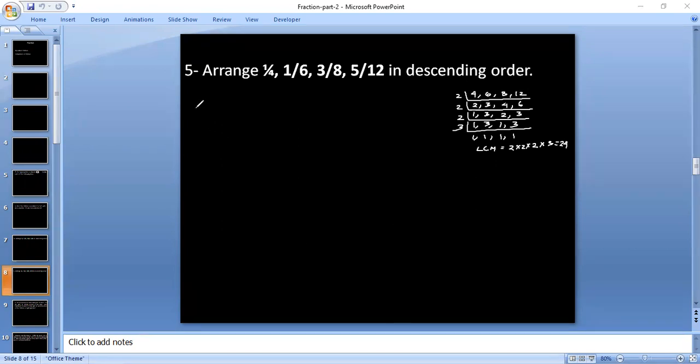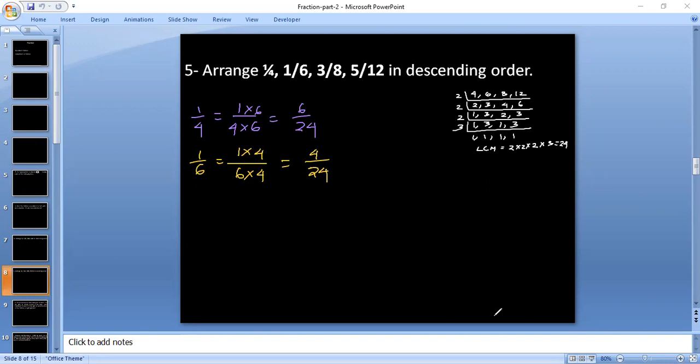Now I will write 1 by 4. We have to make 4 into 24. So what should you do? 24 divided by 4 is equal to 6. That means we have to multiply the numerator and denominator by 6. So it will be 6 by 24. Then the next fraction is 1 by 6. Then you should multiply: to make 6 into 24, multiply by 4. How will I determine 4? 24 divided by 6 is equal to 4. Now it will be 4 by 24.